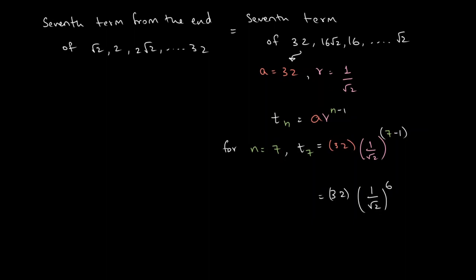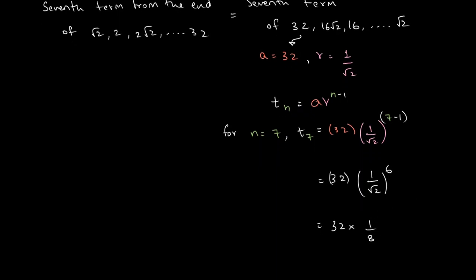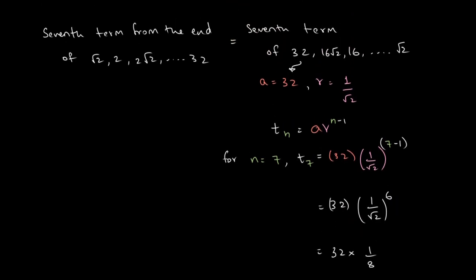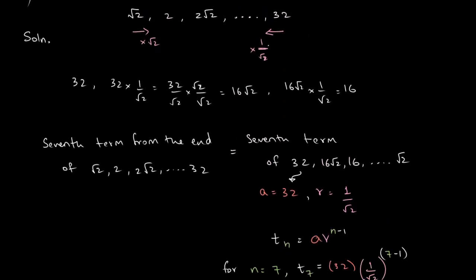Right, so root 2 to the power 6: root 2 into root 2 is 2, that into root 2 into root 2 again is 4, and then that will give me 8, right? So 1 upon root 2 to the power 6 is 1 upon 8. So 32 into 1 upon 8, and if you calculate this, we get the value as 4. So the seventh term from the end of the given series is actually 4, which is the same as the seventh term from the beginning of this reversed geometric progression.